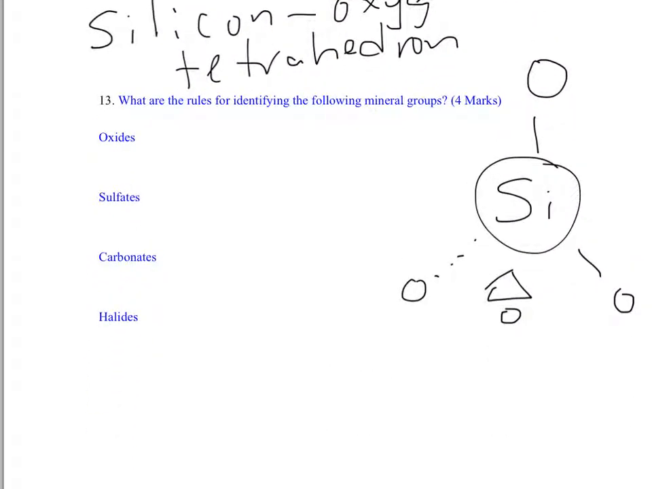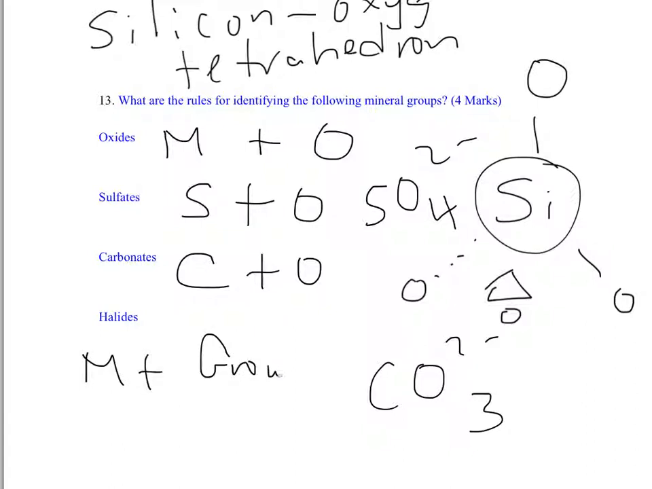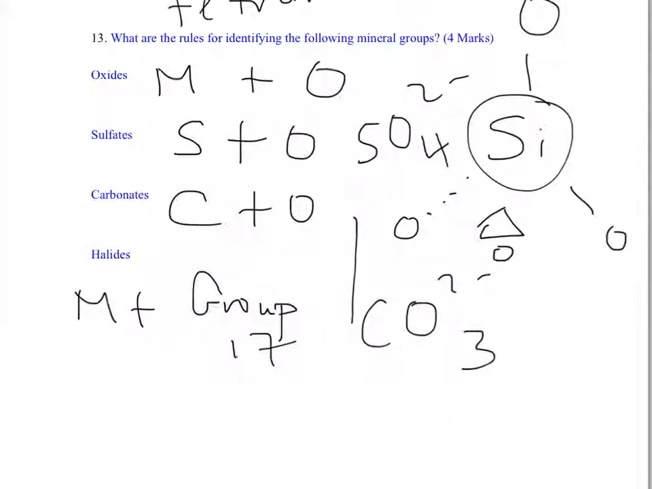Moving on, what are the rules for these mineral groups? So for oxides, we're looking for a metal plus oxygen. For sulfates, you're simply going to look for an S and an O. And if you remember from Science 1206, essentially what you're looking for is the SO4 2- polyatomic ion. For carbonates, you're looking for carbon with an O, and so you're really looking for a CO3 2- polyatomic ion. And for the halides, you're looking for a metal plus a group 17 element. So one of the elements in group 17. And I think that is it.